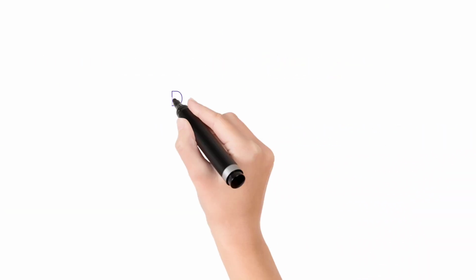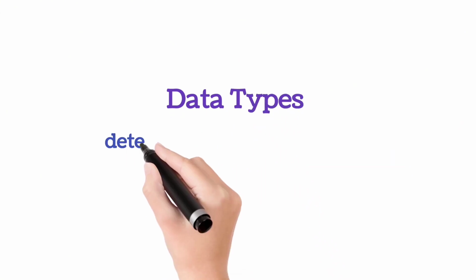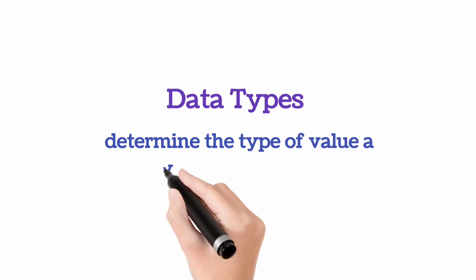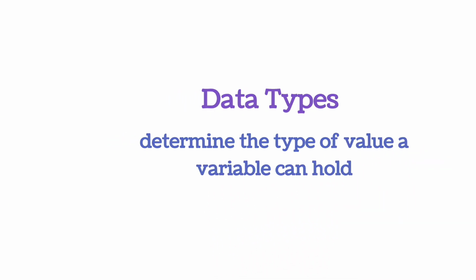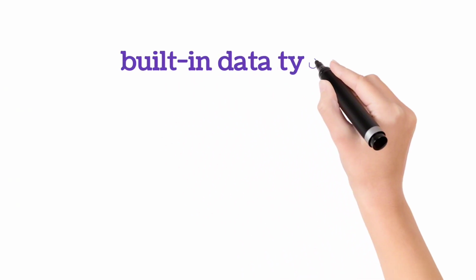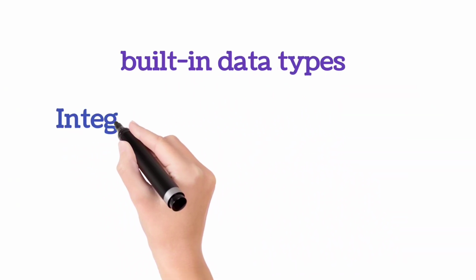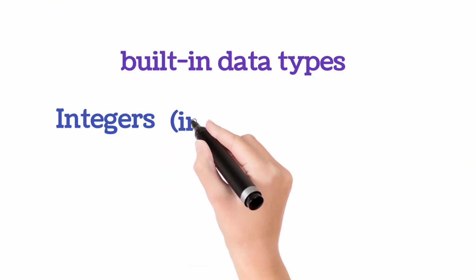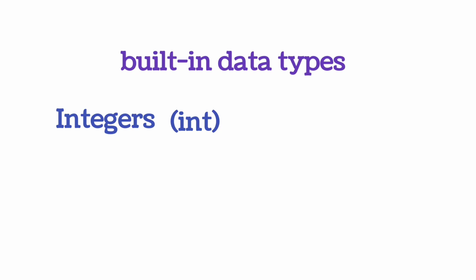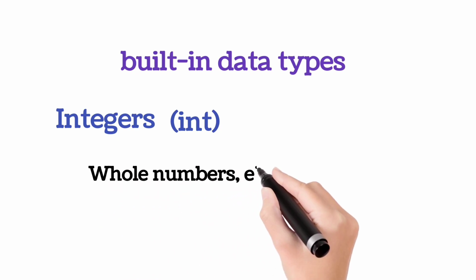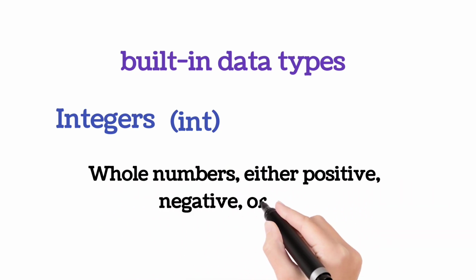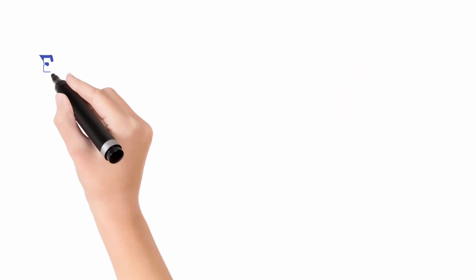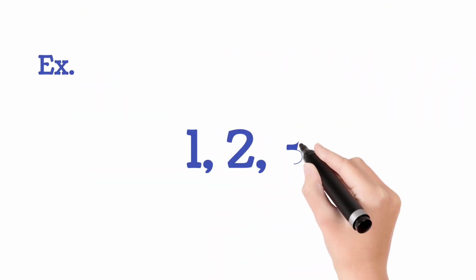Now, let's talk about data types. Data types are categories of data that determine the type of value a variable can hold. Python has several inbuilt data types, including integers, which is abbreviated as int. This refers to whole numbers, either positive, negative, or 0. For example, we have 1, 2, and many more.